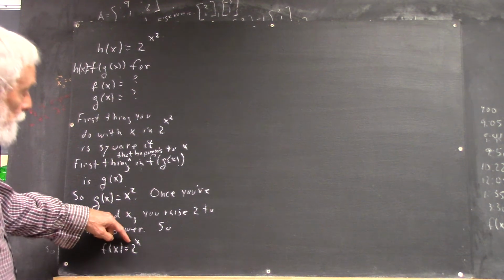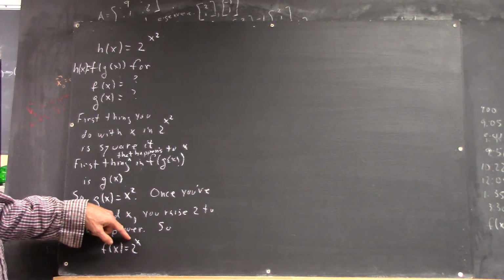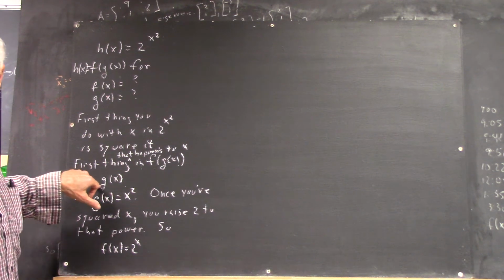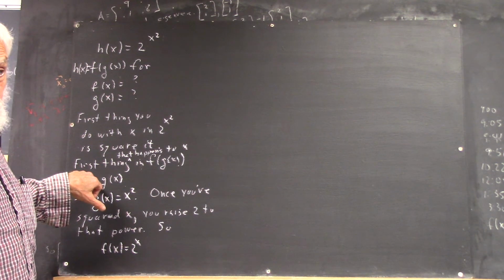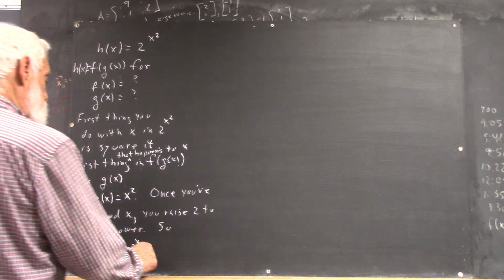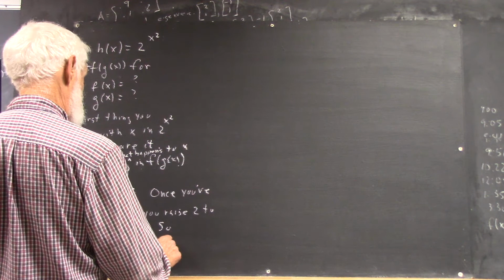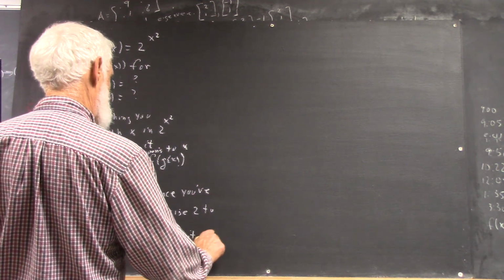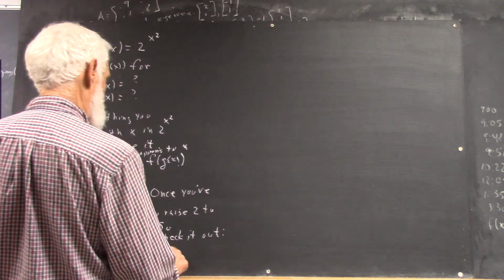Now, of course, the x you use in your f of x is your g of x. It's your squared value of the original x, right? Which can be a little confusing. But you know, from substitution, check it out.